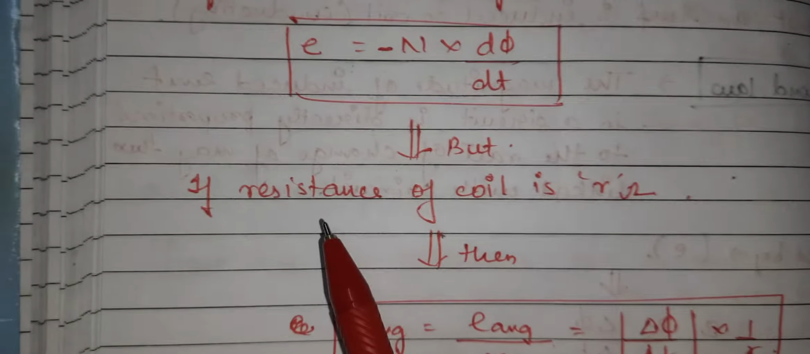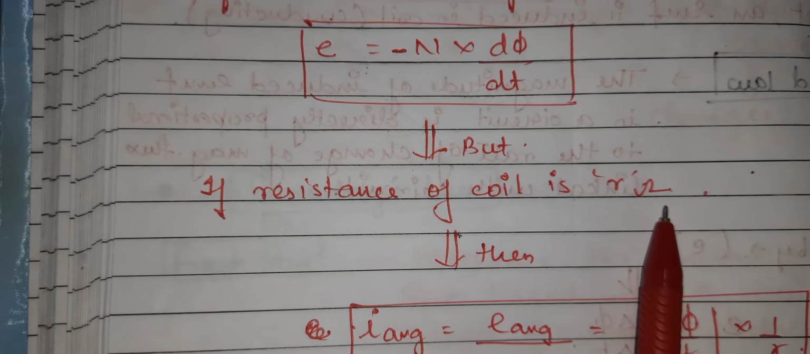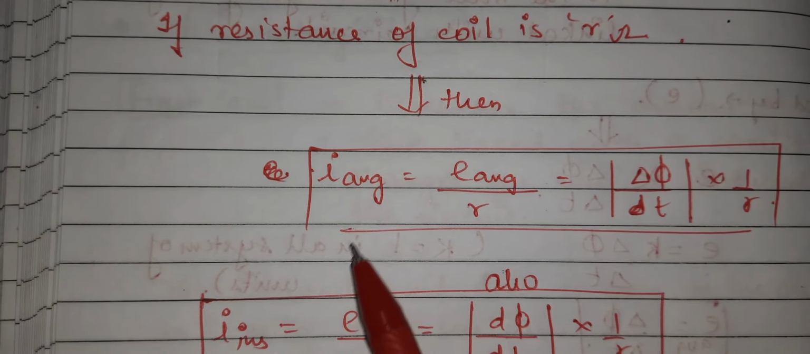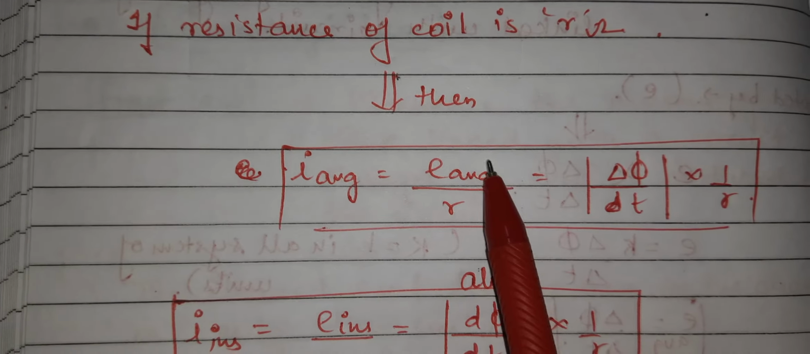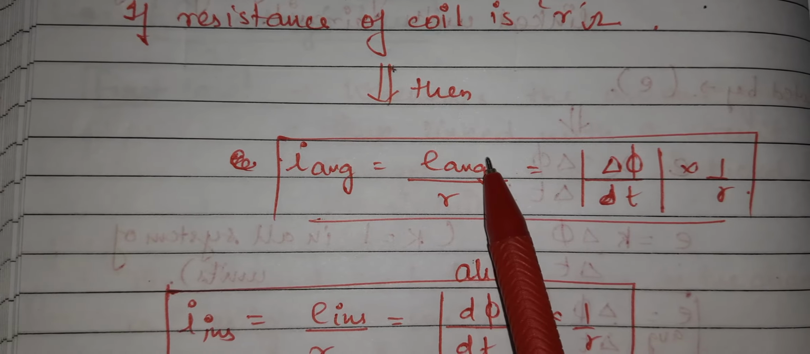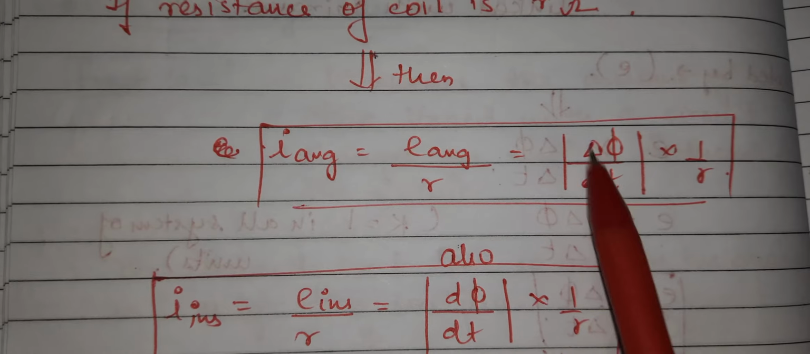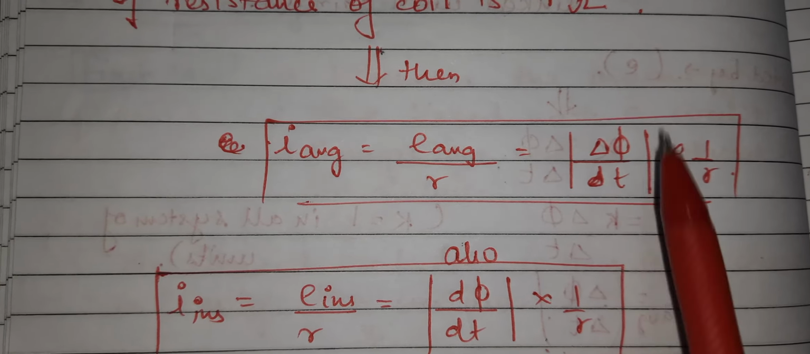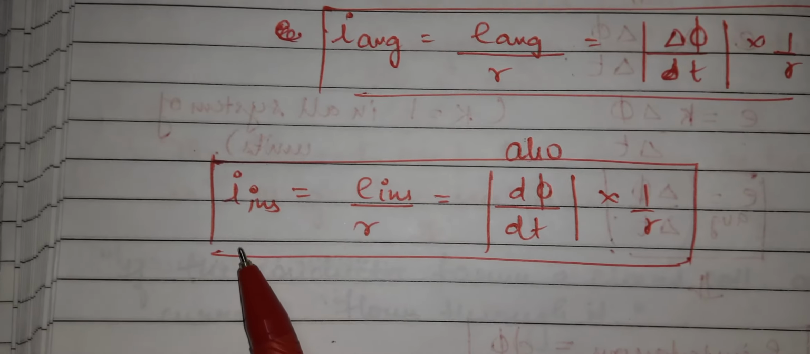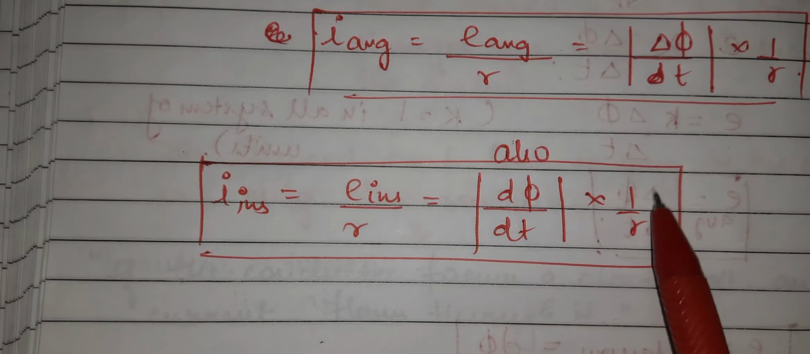But suppose resistance is also there, if the resistance of the coil is R ohm, meaning the coil which we are using has its own resistance as well. Then how will we find the induced current? I average can be found using Ohm's law, V upon R. In place of V, we will use the induced EMF average value upon the resistance. So the formula will look like this: 1 upon R multiplied by delta phi upon delta t, which is the total change in flux upon the total time taken. And for the instantaneous value, E instantaneous upon R is equal to d phi by dt multiplied by 1 upon R.